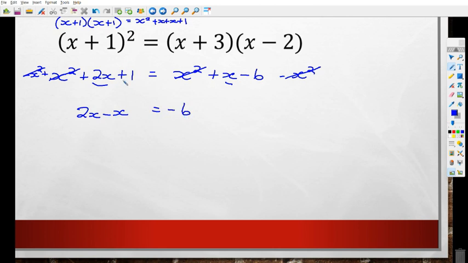To get rid of this plus 1, I'm going to minus 1 on both sides. That's going to give me 0, and I'm going to have minus 1 on this side. Now, we've got 2x minus x, which is just x. And we've got minus 6 minus 1, which is just negative 7.